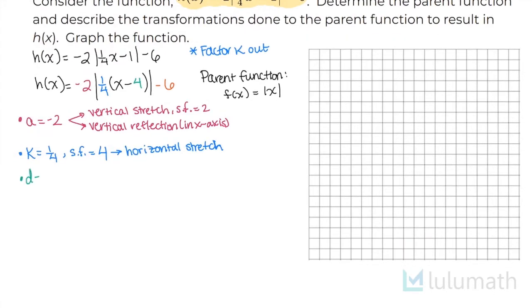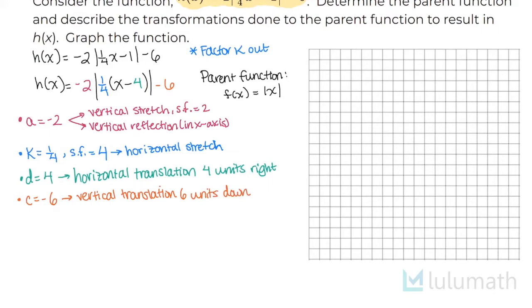Now the d value is equal to +4 because, remember, it's x minus d. So because this minus sign is preserved, it tells us that the d value is a +4. And this tells us that the graph has been translated horizontally 4 units to the right. Lastly, this -6 tells us what the c value is. And that tells us that we have a vertical translation 6 units down.